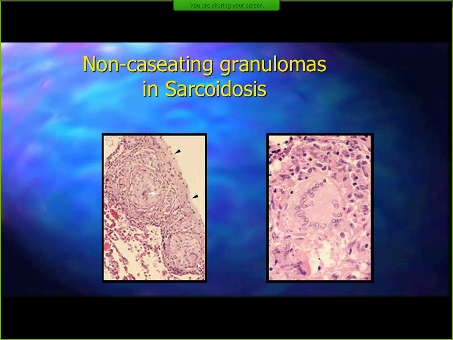Then you also see non-caseating granulomas in sarcoidosis. You see the giant cells there, and then you see the granuloma. Make sure that I'm not pointing it towards somebody. The giant cell, then you see the granuloma here. Granuloma here. If it had debris in the middle, it would be caseating or necrotizing.